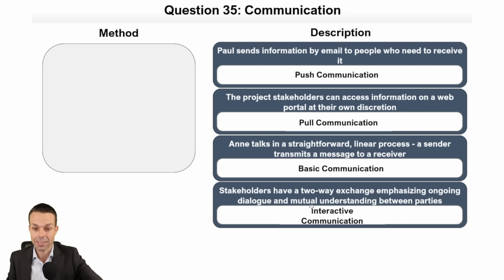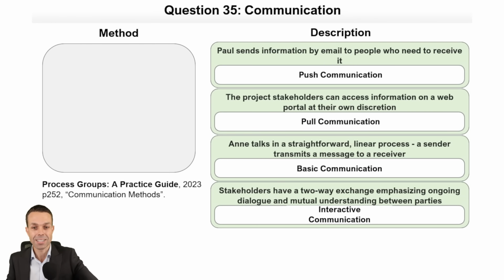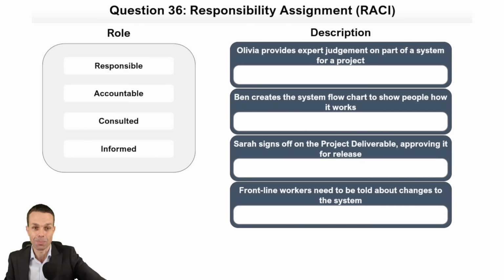Stakeholders have a two-way exchange, emphasizing ongoing dialogue and mutual understanding between parties. The best example of this I have heard is in Playing to Win, the book by A.G. Lafley, I think, and they talk about the assertive inquiry, where this is what I think. Do you have anything else that you need to add, or do you agree? And that's just checking your understanding. It's a two-way exchange. And there we are, all confirmed. Page 252 in the process group's practice guide under communication methods. Fantastic stuff. All right, let's get into the next one.